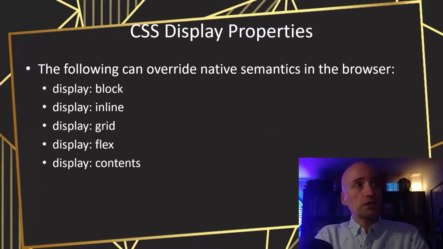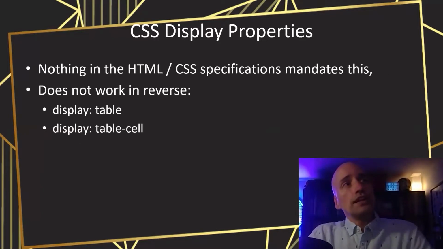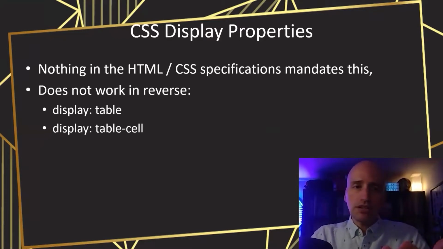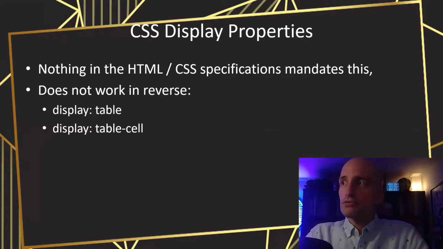So the thing about CSS display properties is they can override native semantics in the browser. Display properties, specifically block, inline, grid, flex, and contents, can destroy everything that should be there that you might otherwise be relying on. Nothing in the HTML or CSS specifications actually mandates this. There's no reason that the browsers should remove it. They just do it. You can't add it back in either. If you add a display table or display table cell, doesn't matter. Nothing's going to happen.